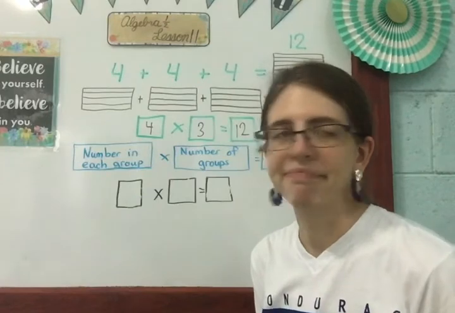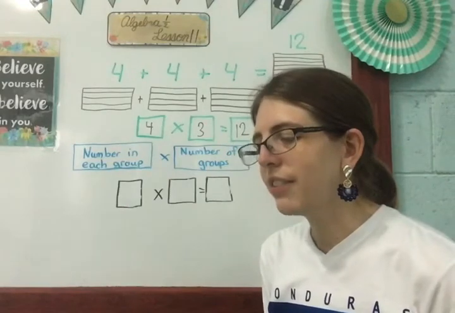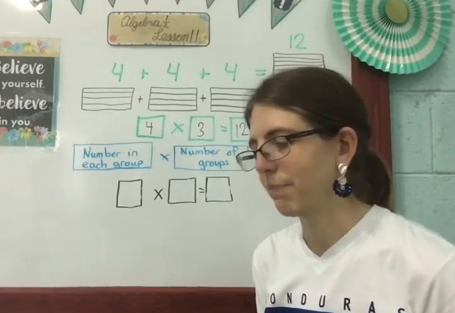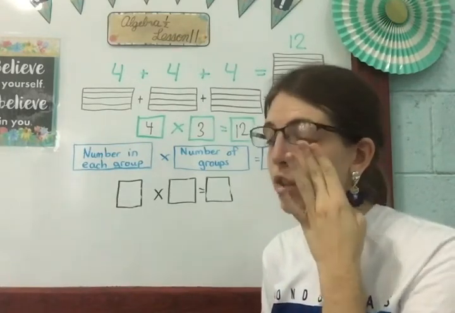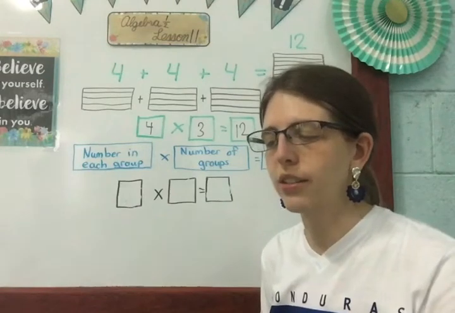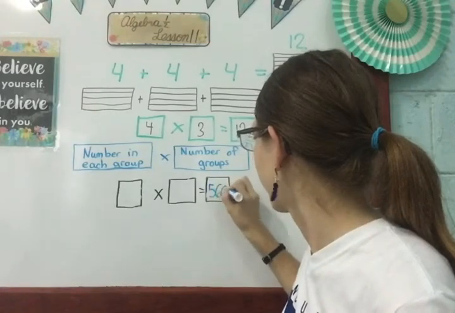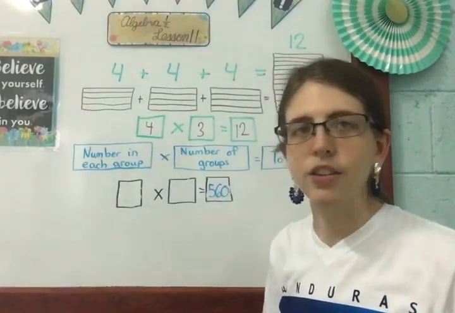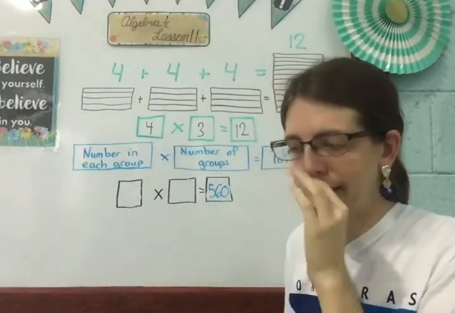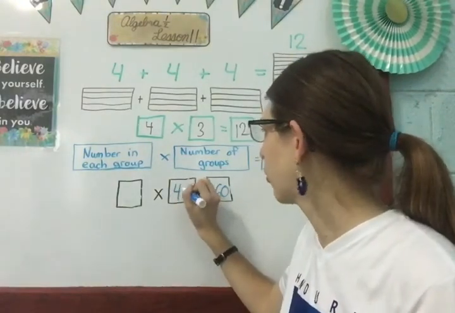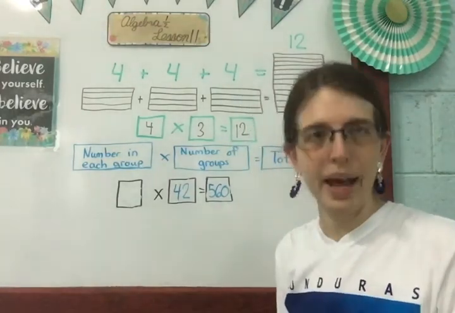566, let me try that again. 560 students will be evenly divided between 42 buses. How many students will ride on each bus? Okay, so here we're given our total number of students, 560 students, will be evenly divided, so that means you want equal groups between 42 buses. So we have those 42 groups. How many students will ride on each bus?